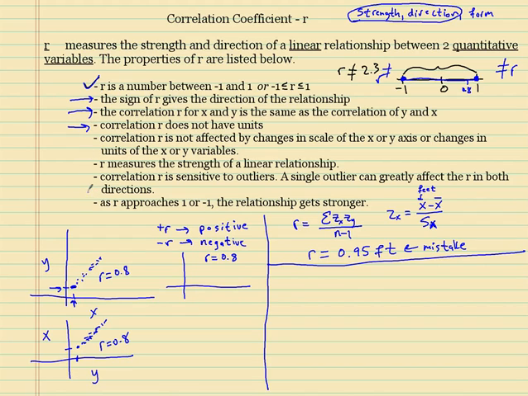R is not affected by changes in the scale of the x or y axis or changes in the units of x or y. These are all very, very important. And I've talked about this in an earlier video: if your x's are in feet units and you change them to, let's say, miles, and let's say your y is in time, and you go from years to days.